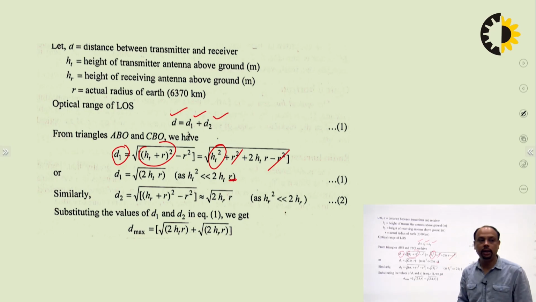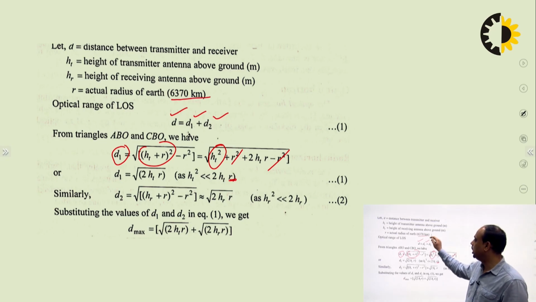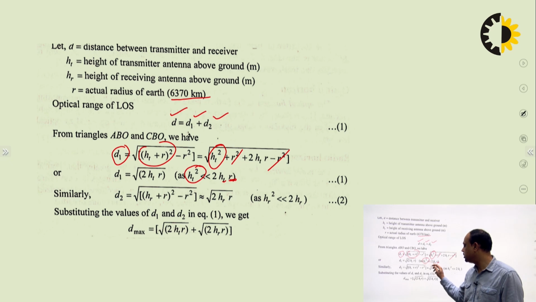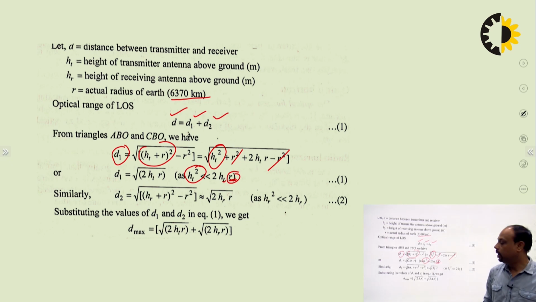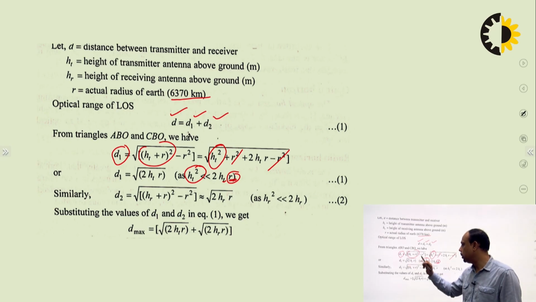The radius of the earth is very large, in multiple kilometers, like 6,370 kilometers, while the antenna has a height of a few meters, like 20 or 30 meters. So HT square is very, very small compared to the radius R. So we can neglect HT square here in comparison to 2HT into R. So we have the distance as the square root of 2HT into R.